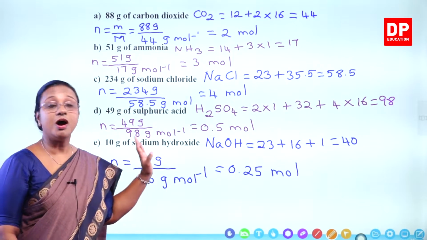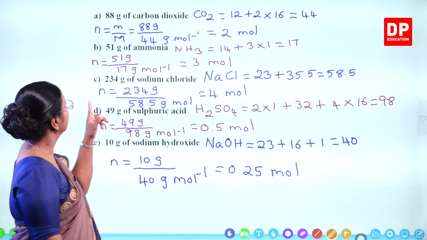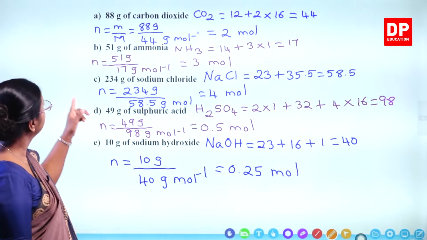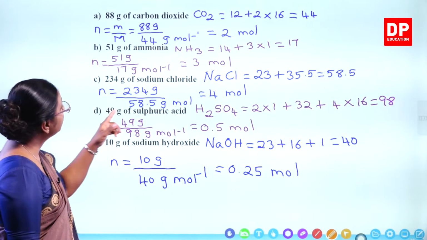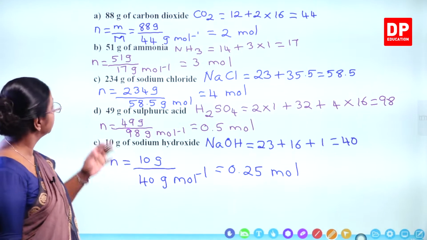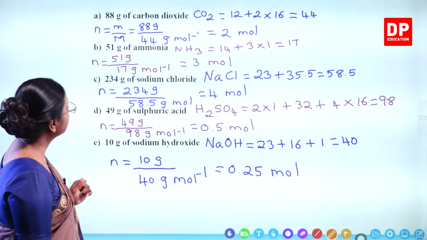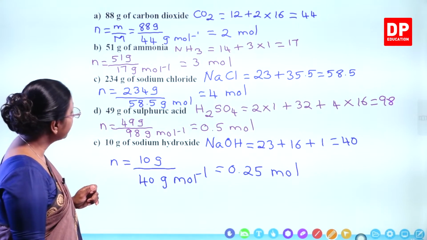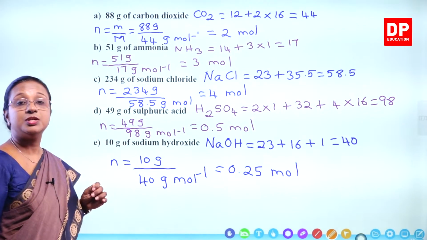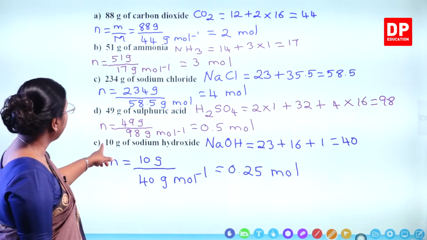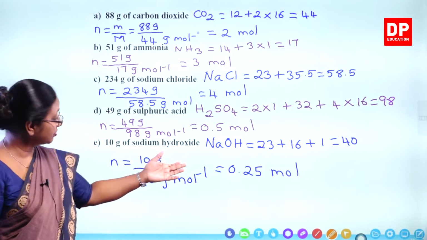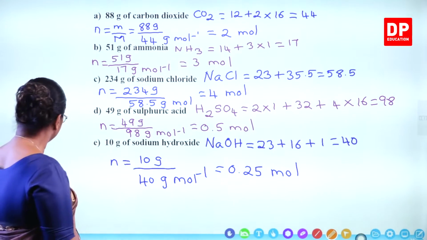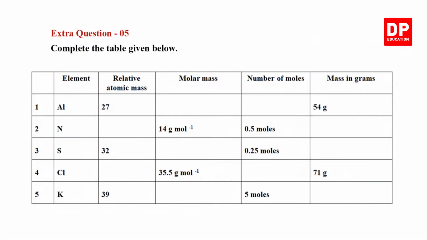So now you know how to do this calculation. 88 grams of CO2 is equal to 2 moles. 51 grams of ammonia is equal to 3 moles. 234 grams of sodium chloride is equal to 4 moles. 49 grams of sulfuric acid is equal to 0.5 moles. And 10 grams of sodium hydroxide is equal to 0.25 moles. Then I will move on to the next question.